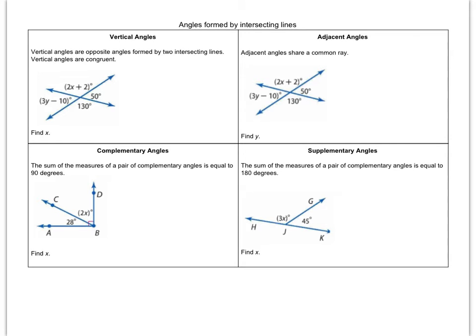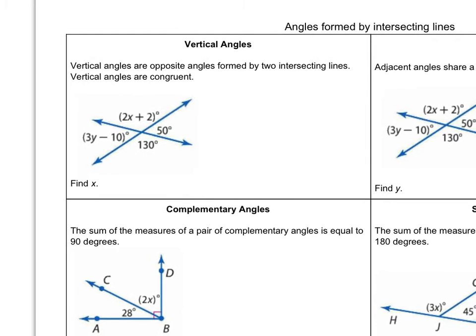So today we're looking at angle relationships that are formed by intersecting lines. And on this first page, we have 4 different types of angle relationships: vertical angles, adjacent angles, complementary angles, and supplementary angles. First, let's take a look at our vertical angles. So vertical angles are opposite of each other when 2 lines intersect.